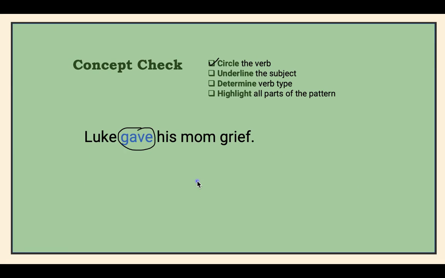Hopefully you picked sentence 3. Let's test it out. Circle the verb, underline the subject, determine the verb type, and we do this by asking the questions. So Luke gave what, which gives us grief. Luke gave grief. We see a noun in between. Luke gave grief to whom? His mom. Now we highlight all those parts that are in our pattern.